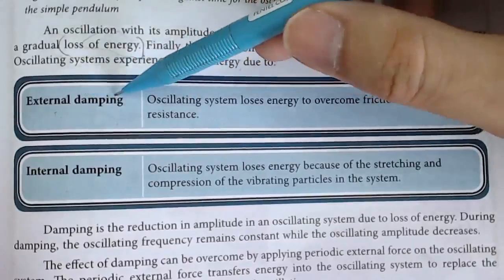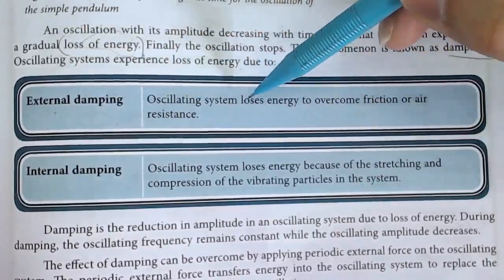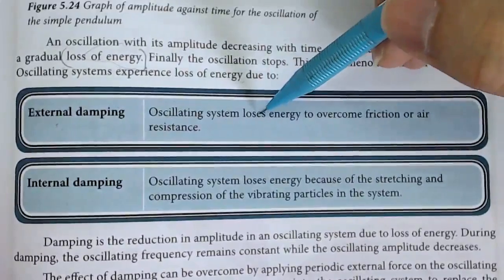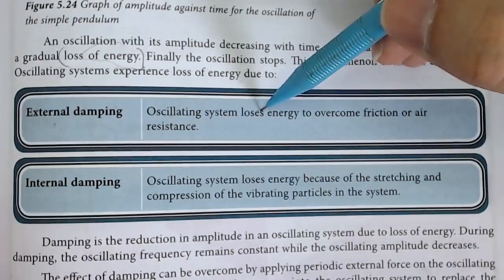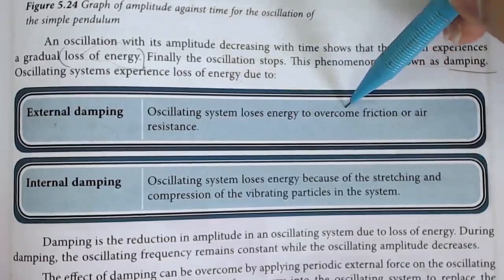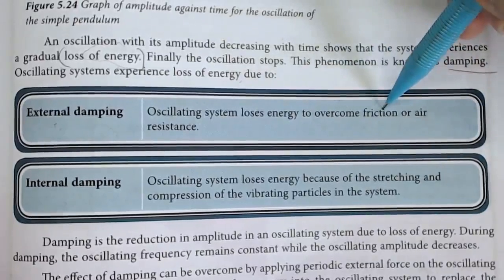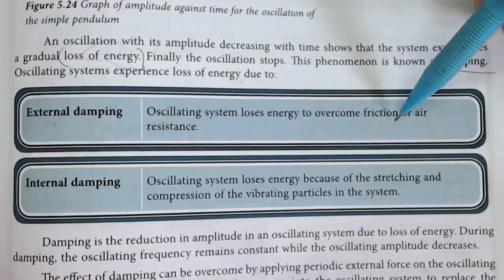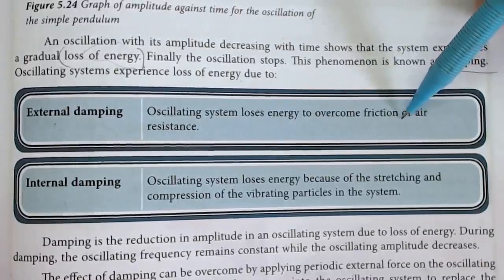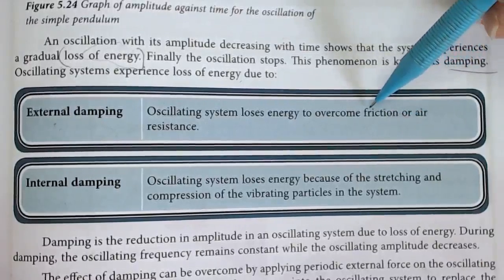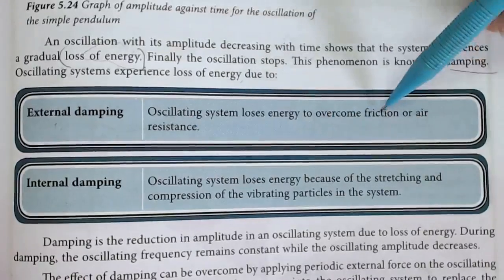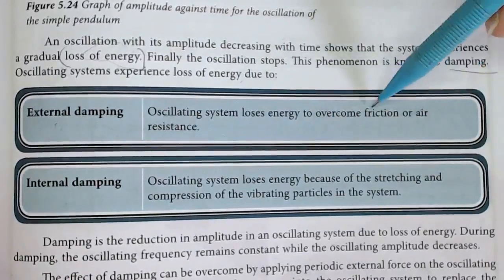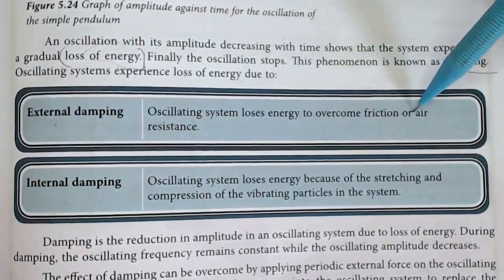What is external damping? The oscillating system loses energy to overcome friction or air resistance. So here is what causes external damping, because of these external things, that is friction that comes from air resistance.